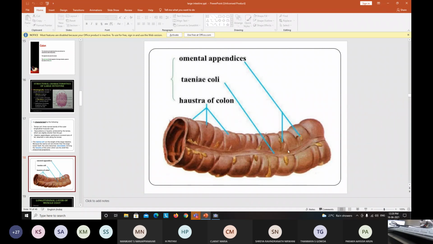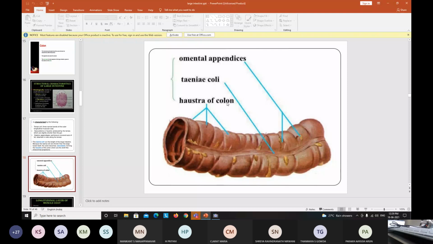Now, this is the longitudinal muscle cord, called Taenia coli, which indicates the length of the large intestine. Now, these are the sac-like fatty pouches which contain fat. This is called appendices epiploicae, that is omental appendices. These are the main three cardinal features of the large intestine.